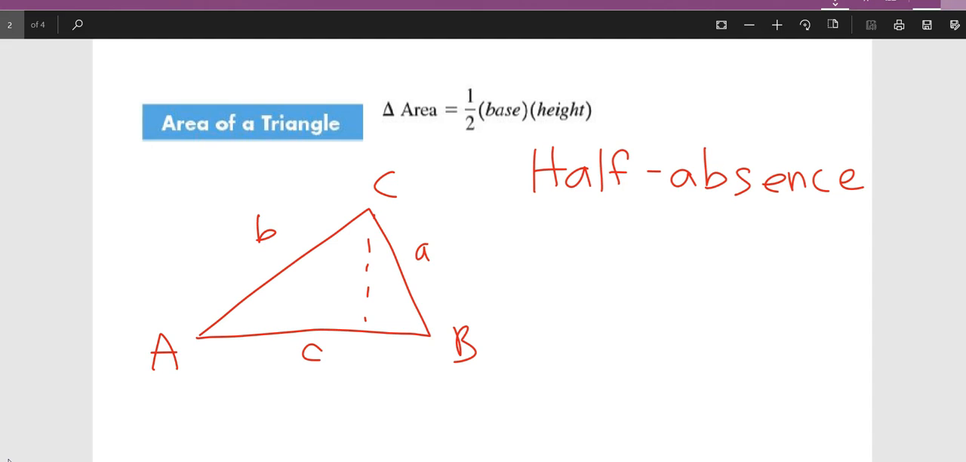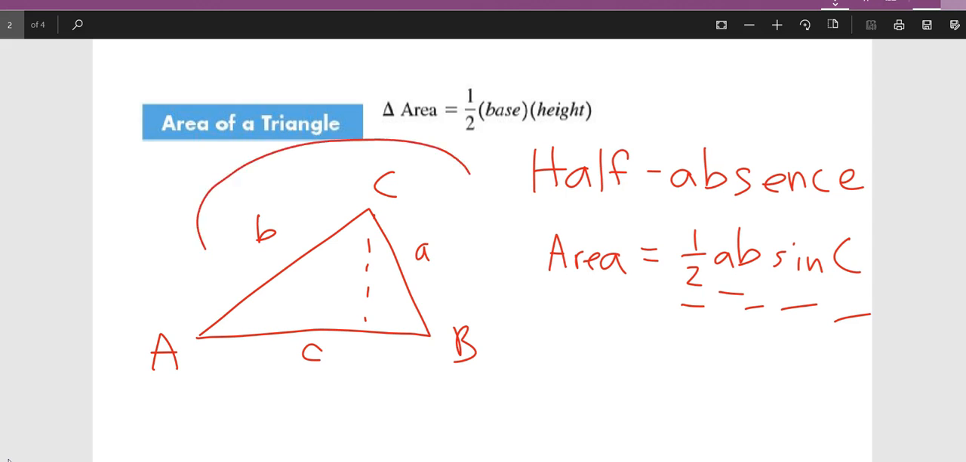But if you've ever taken a half day off school, it's called a half absence. And if you know anything about area, the formula would be 1/2 ab sine C. And if you look at that, folks, that says half absence. Why don't they do half absences here? Okay, focus. Half absence. That is your formula for finding the area of any triangle.